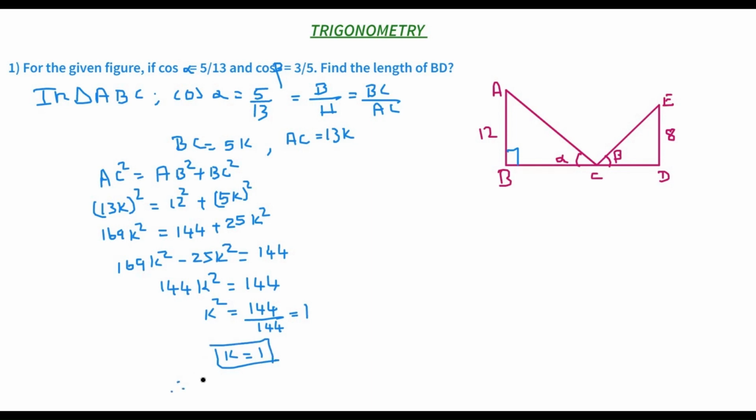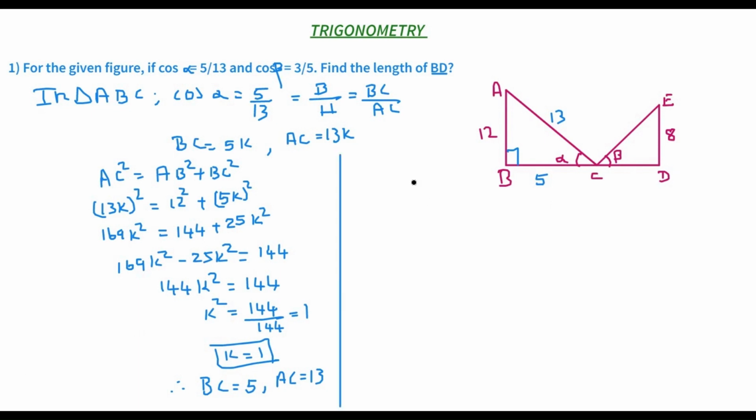So therefore we know that BC is equal to 5, 5 times 1 is 5. And AC is equal to 13 because k is 1, it will give us the same answer. So now we have found out BC is 5 and AC is 13. So we have found out all this. Now, what is our question? They have asked us to find out BD. So to find out BD, we still need CD. The same thing we are going to apply to find out CD. So come on, now let's try to find out what is CD.